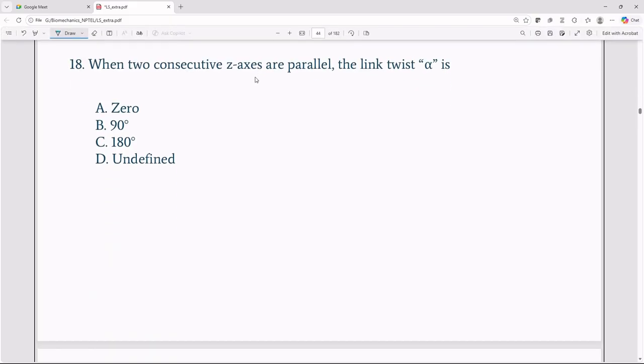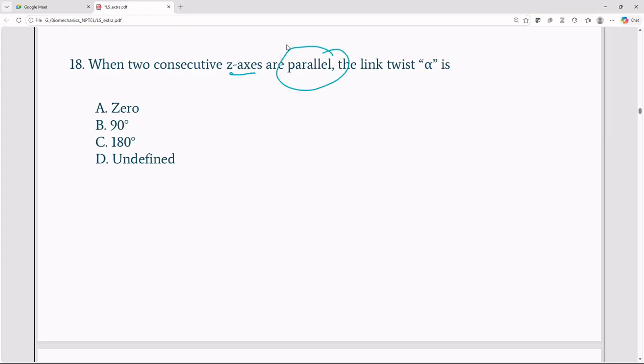Next question. When two consecutive z-axes are parallel, what is the link twist alpha? In the previous question, they were intersecting. Here they are parallel. Options are option A, 0, option B, 90°, option C, 180°, option D, undefined. When two consecutive z-axes are parallel, what will be the link twist alpha?